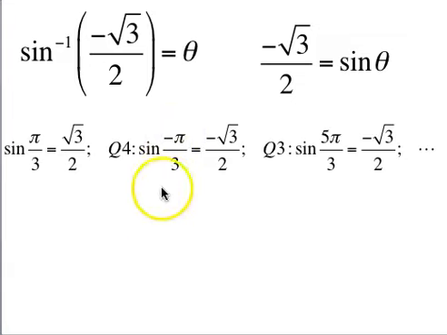So negative pi over 3, rotating pi over 3 in the negative direction, the sine of that is negative root 3 over 2. That's the quadrant 4 answer. The quadrant 3 answer would be 5 pi over 3. I don't think that's right. Let me fix that.